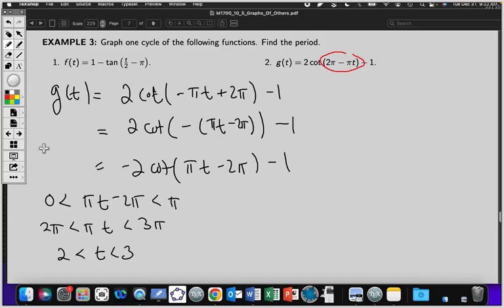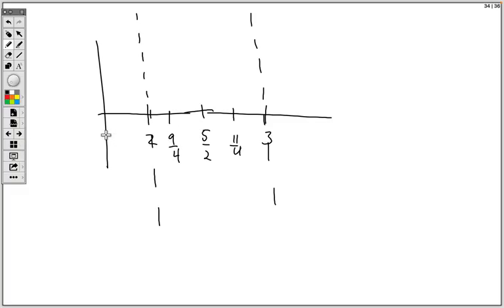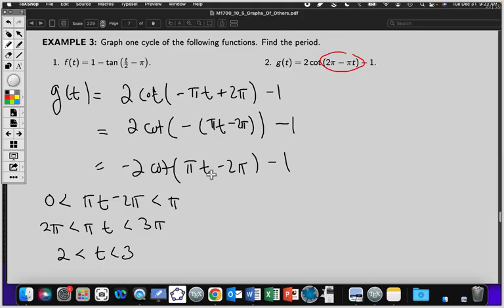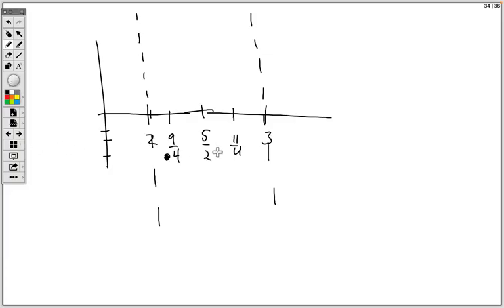Now we can plug these in. Plug in 9/4. 9 pi over 4 minus 8 pi over 4 is pi over 4. Cotangent of pi over 4 is 1. -2 minus 1 is -3. So we're down here at -3. Plug in 5 halves. Get 5 pi over 2 minus 2 pi, to be 5 pi over 2 minus 4 pi over 2, which is pi over 2. Cotangent of pi over 2 is 0, times -2 minus 1.